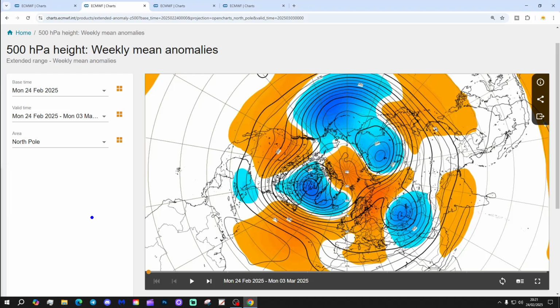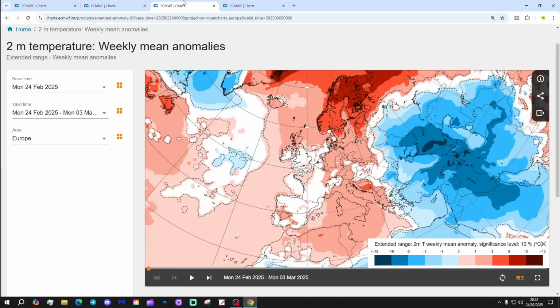500 millibar height anomaly from the Arctic of the North Pole view down looks like that. So again, a ridge from the Atlantic into northern, western, and also some central parts of Europe. A trough to the west of Spain and Portugal, and possibly a deep low in the far southeast of Europe as well. Plenty of low pressure in the North Atlantic around Greenland and Iceland.